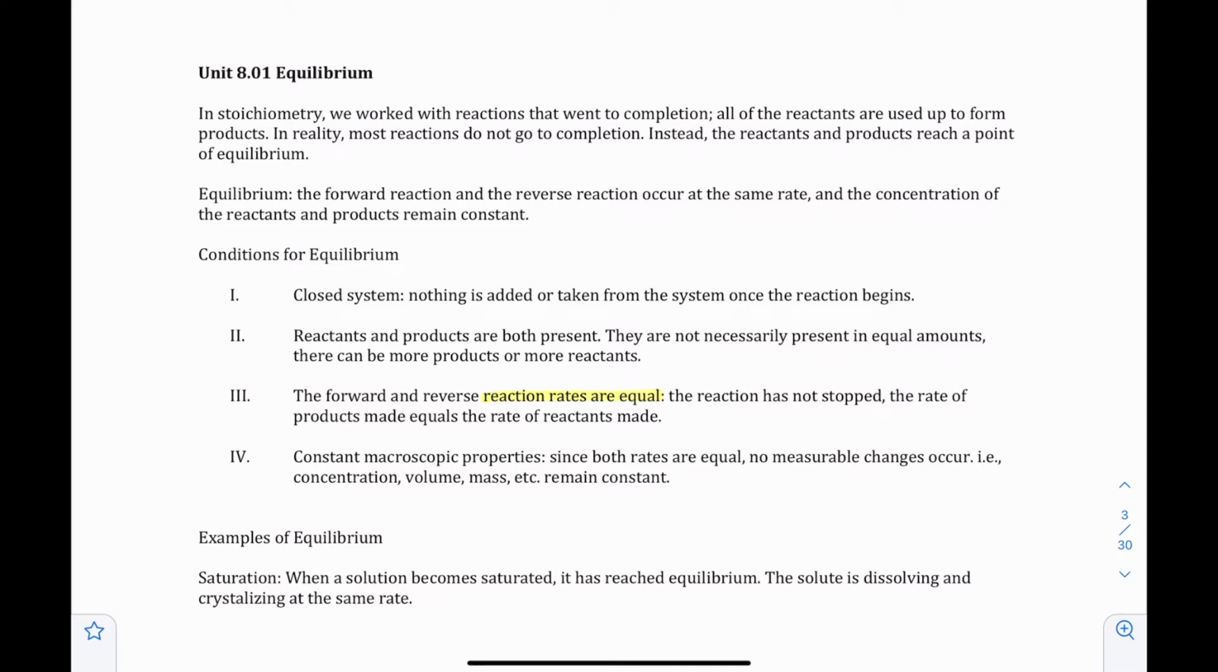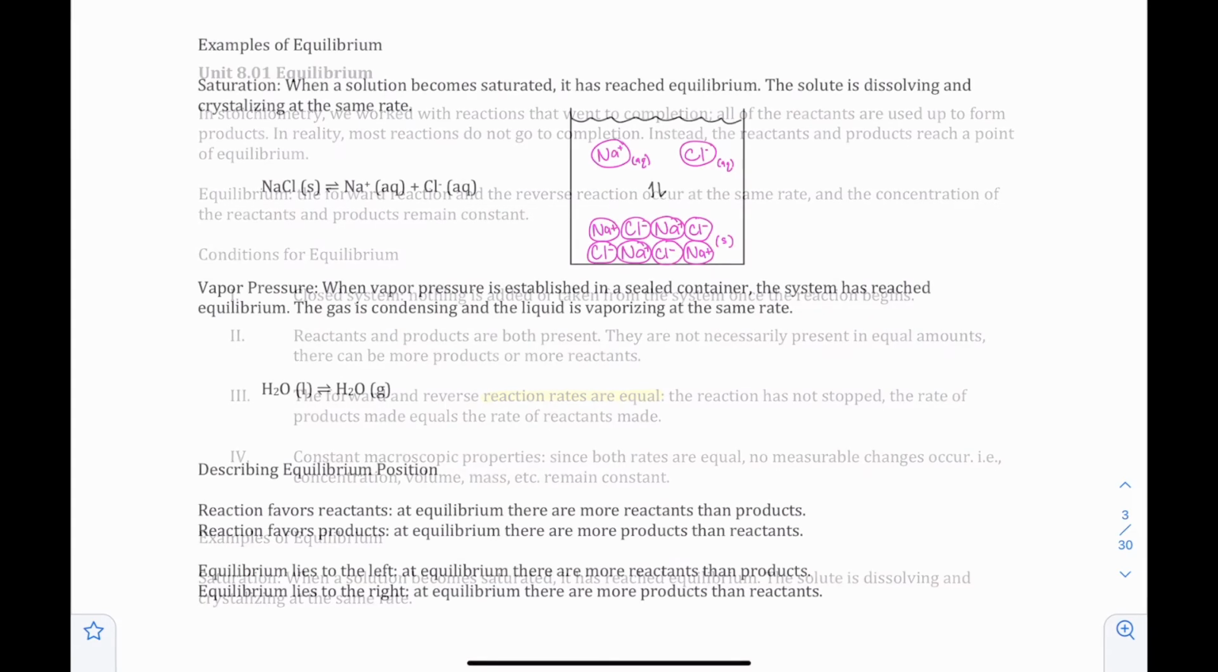And the fourth condition is constant macroscopic properties, so there's no measurable changes in concentration for the reactants or the products. Now, because the concentration of the reactants and the products remain constant, it may seem like the reaction has stopped. But remember, both the reactants and the products are still being made. They're just being made at the same rate. So the reaction hasn't stopped, it's just at equilibrium.